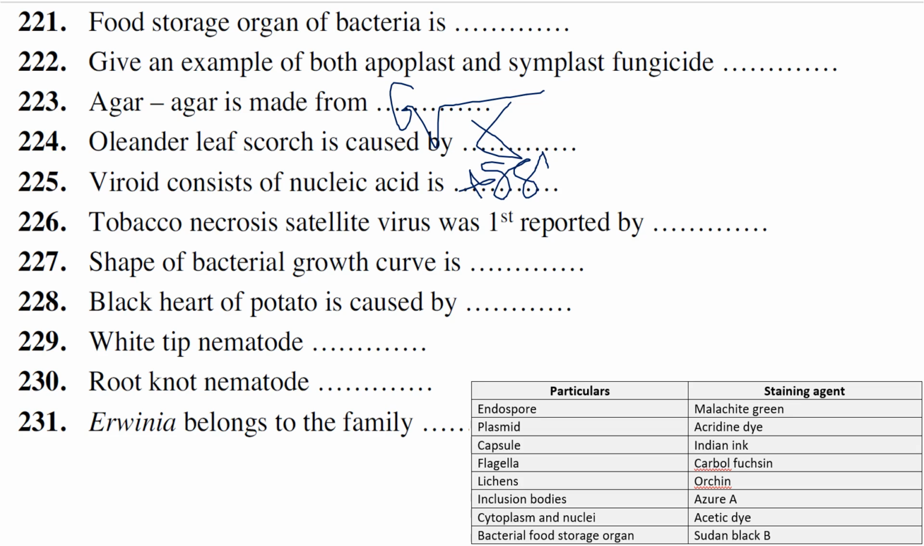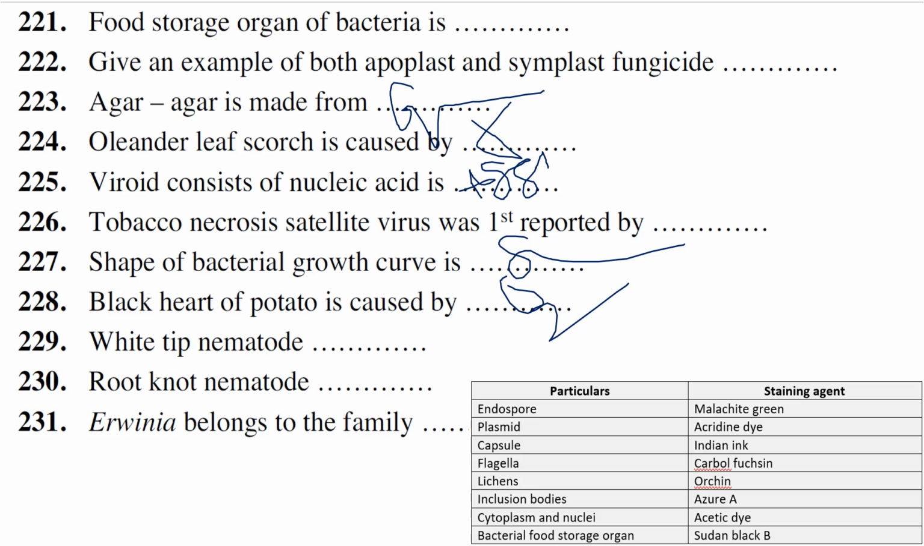Shape of a bacterial growth curve. So they are asking about the growth curve. Generally this bacterial growth curve is a sigmoid curve. Black heart of potato is an oxygen deficiency. Generally black heart of potato is due to oxygen deficiency. That is very important. White tip nematode of rice is Aphelenchoides besseyi. Root knot nematode is Meloidogyne. Erwinia belongs to the family Enterobacteriaceae. So Erwinia belongs to the family Enterobacteriaceae.